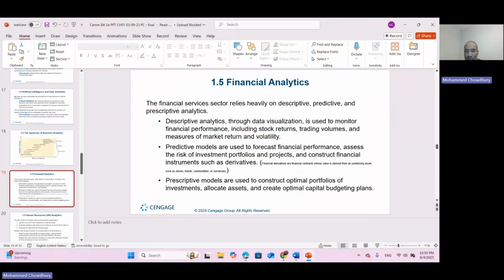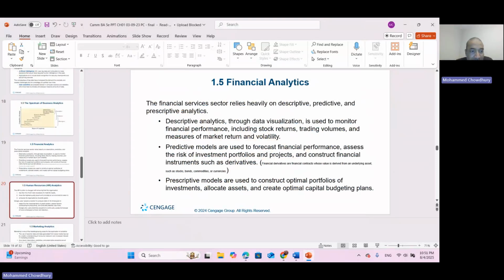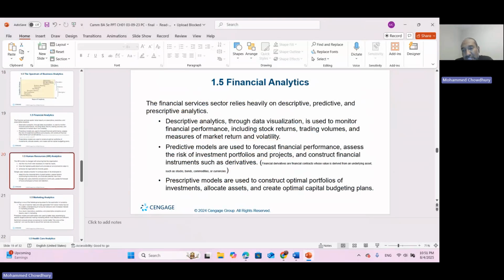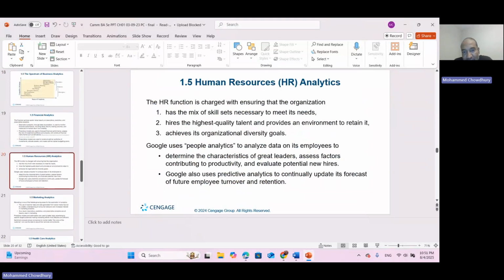Now, prescriptive models are used to construct optimal portfolios of investment, allocate assets, and create optimal capital budgeting plans. After that, human resources uses analytics to have the mix of skill sets necessary to meet its needs, hire the highest quality talent, and provide an environment to retain it, and achieve the organization's diversity goals.